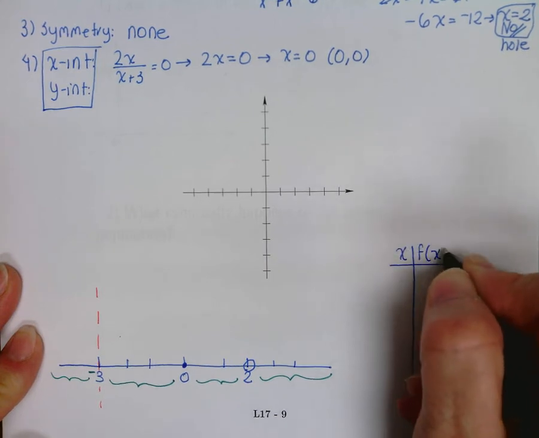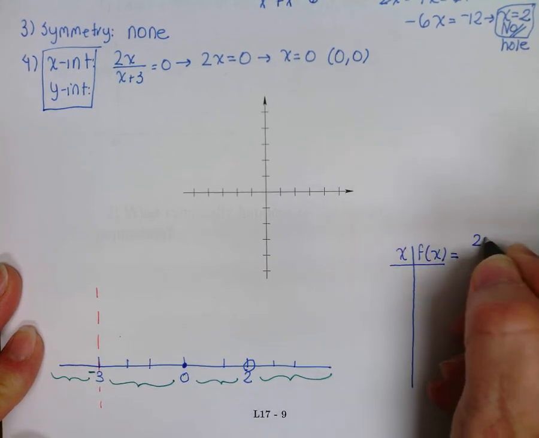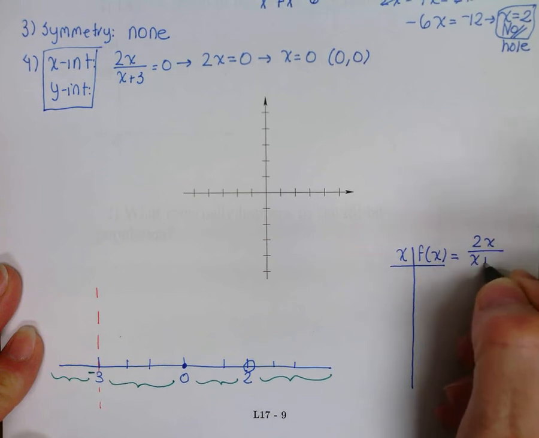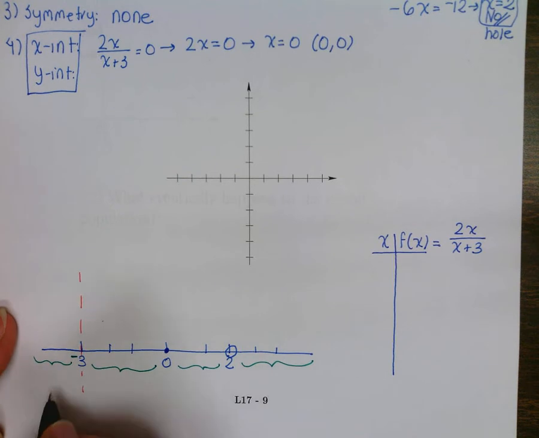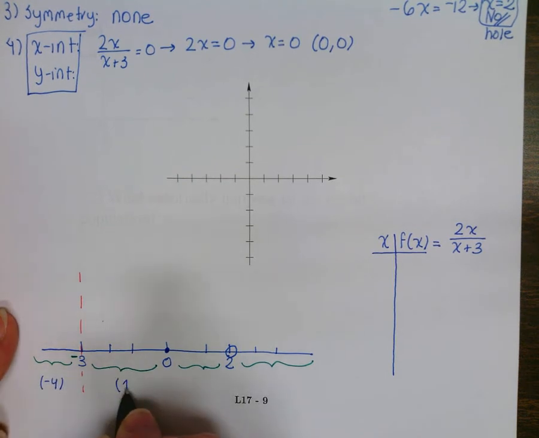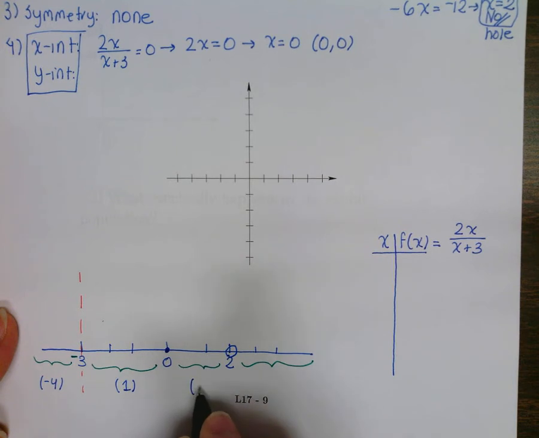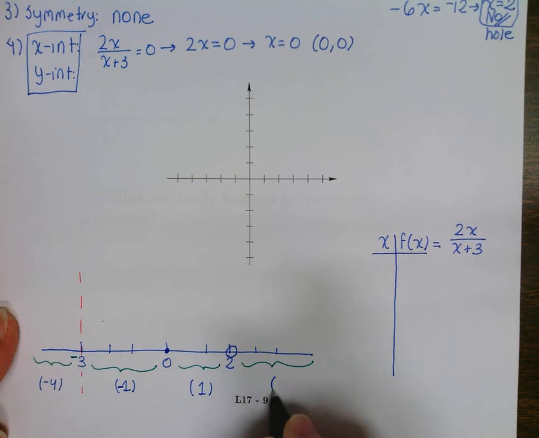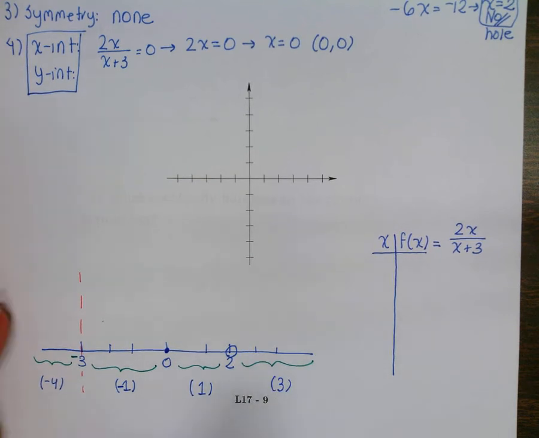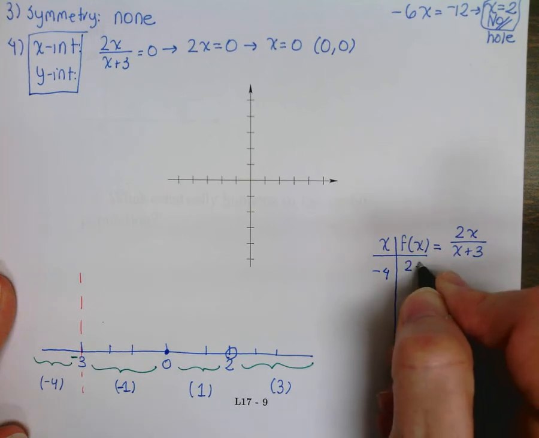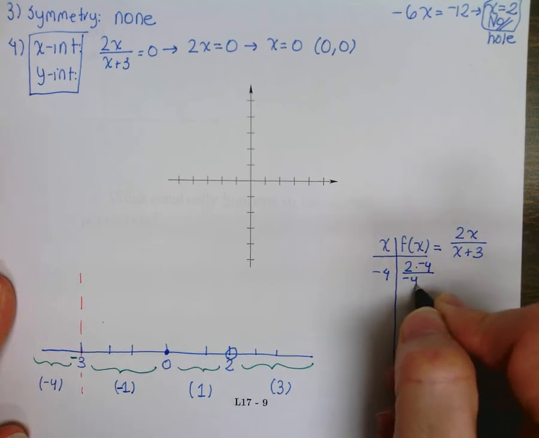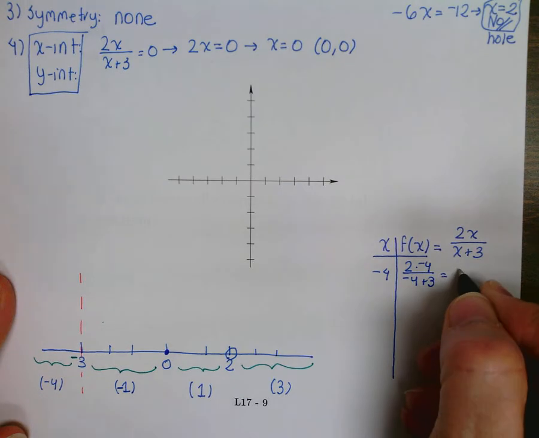Now let's find some function values. Remember, for this, it's okay to use the simplified form. It'll be easier to compute those function values. So what are some good trial points? How about negative 4, negative 1, 1, and 3? If x is negative 4, f of x is 2 times negative 4 over negative 4 plus 3. It looks like it's 8.